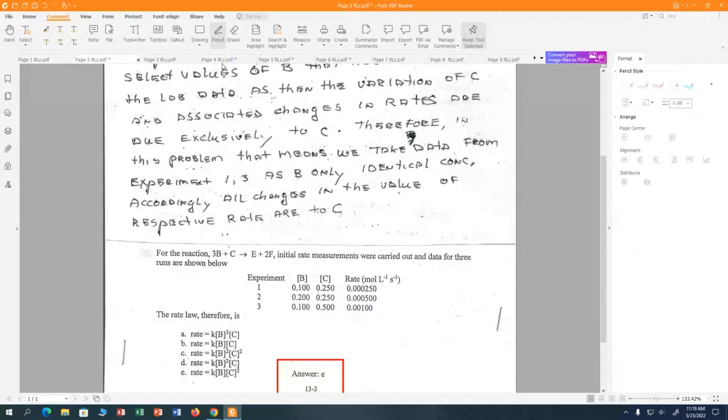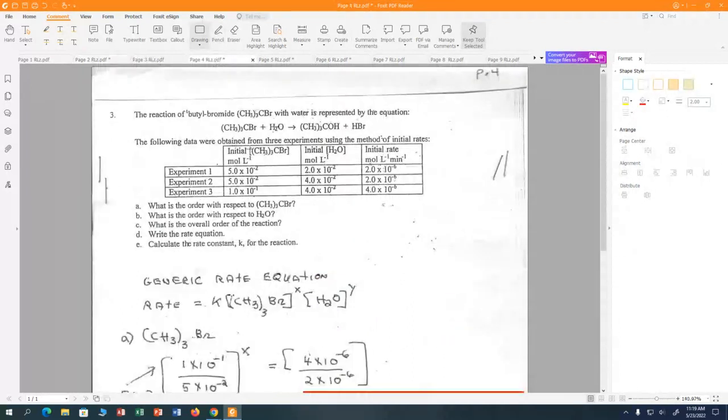Okay, so the next problem is this one right here. The reaction of butyl bromide with water is represented by the following equation. Okay, and it is balanced. Then we look at the following data and how it is tabulated. Again, this is the data in regards to the concentrations of CH3, CBr, experiment 1, 2, and 3.